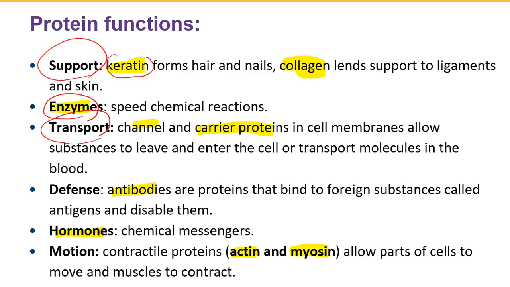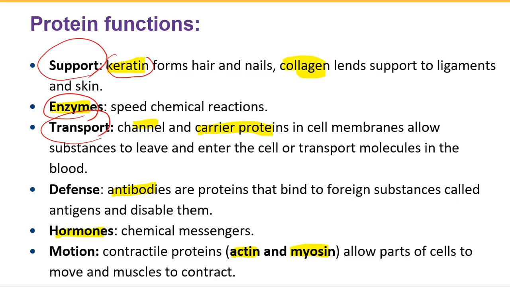Protein is also going to be involved in transportation. What does it mean, transportation? Transportation of the substances across the plasma membrane, as we have proteins as channel or carrier found in the cell membrane. So these structures are going to allow substances to leave and enter the cell and or transport molecules in the blood, also made up of the protein molecule. So transportation is another protein's function.